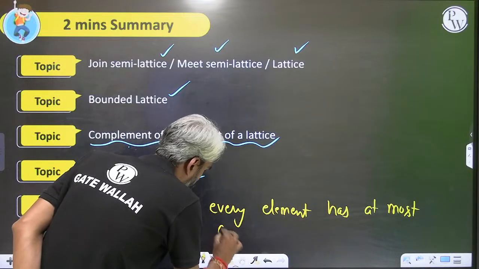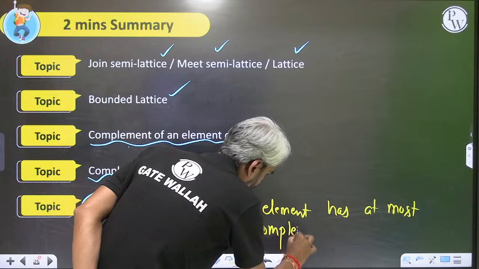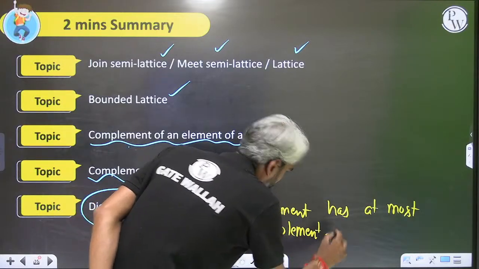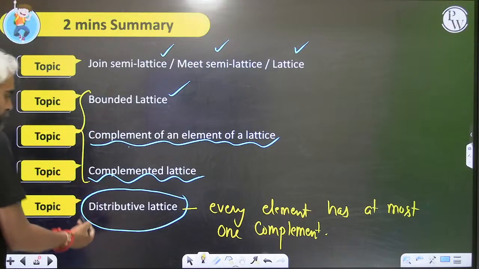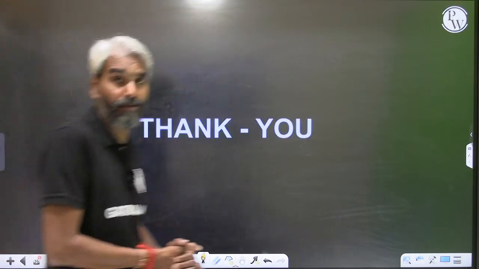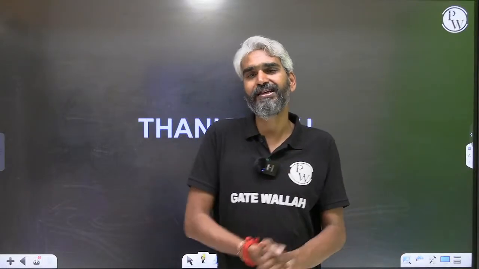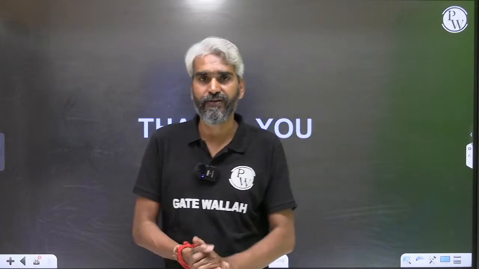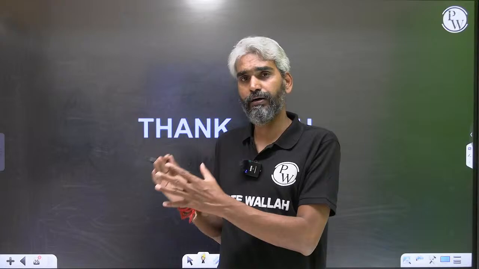At most one complement. The topic is not complete, so that I will be able to quickly revise these three concepts, and based on that I'll be able to give you the definition of distributive lattice and we'll move ahead. So that will be all for this particular session. Please go through all these slides once again so that you will understand the basic difference between a POSET and a lattice, and you will be able to understand the different types of lattices as well.